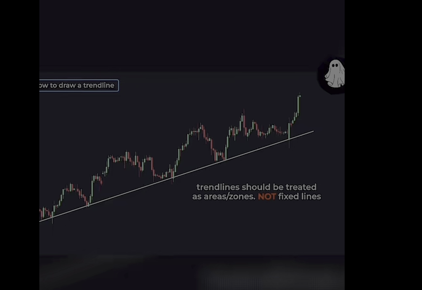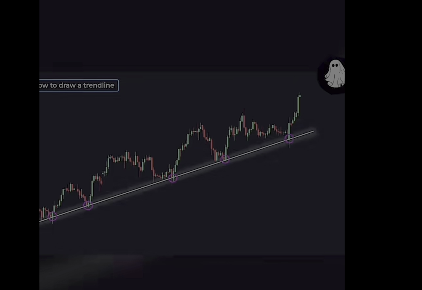Now, an important thing to keep in mind is that trend lines should be treated like areas or zones instead of fixed lines. So when drawing them, as long as the trend line is still within the general area of the swing points, the trend line is still valid. It doesn't matter if you draw it slightly higher like this or slightly lower like this. As long as it's still within that area, the trend line is still valid, so don't overthink it too much.